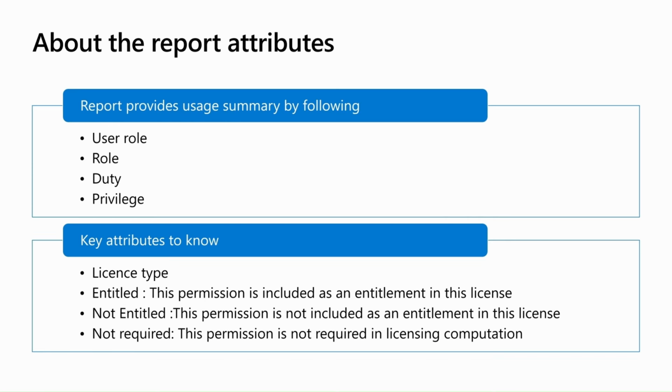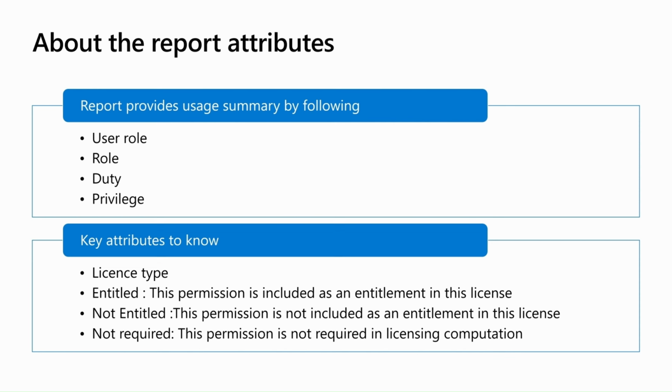These different views have a few attributes which we need to know that will help us understand the report data. The report includes several key attributes, like license type, which indicates the type of license assigned to the user. Apart from that, you will find three columns. These are the underlying permissions that we compute licenses based upon.